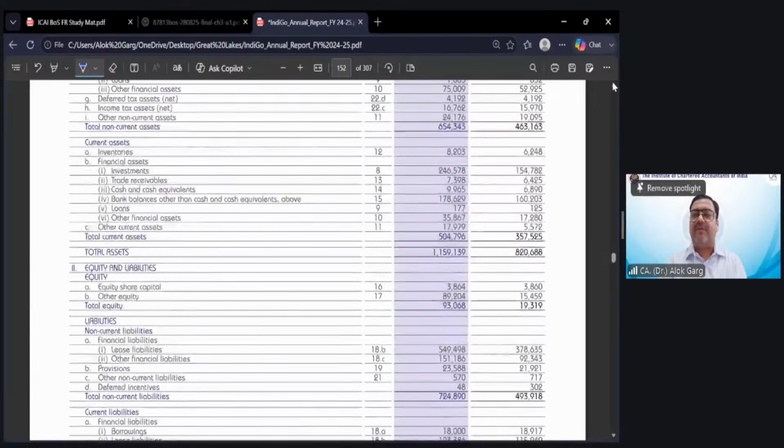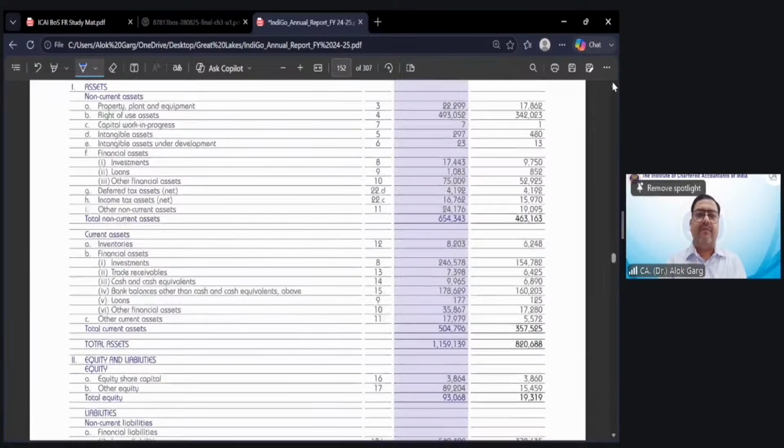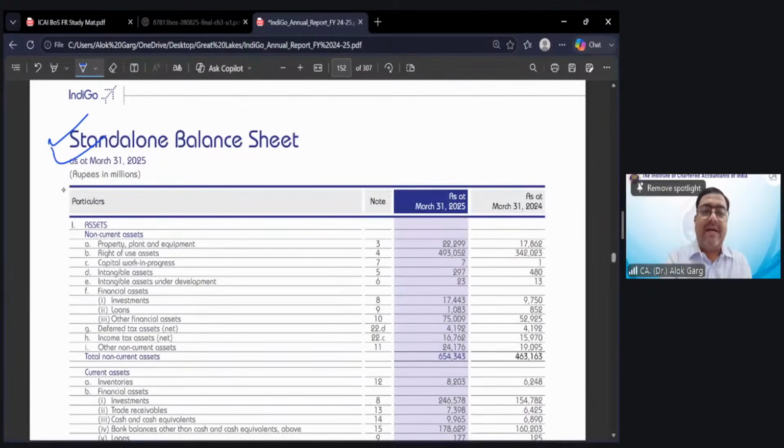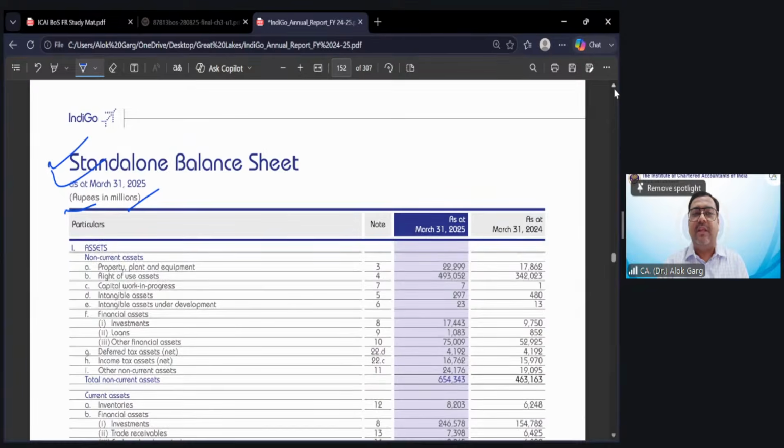31st March 2025. Okay. It is INR, rupees in millions. So rounding off currency, standalone console, right? And the name of the company is also given, Indigo, right? InterGlobe Aviation Limited. Okay. So in the financial statement, it is also required to be given.